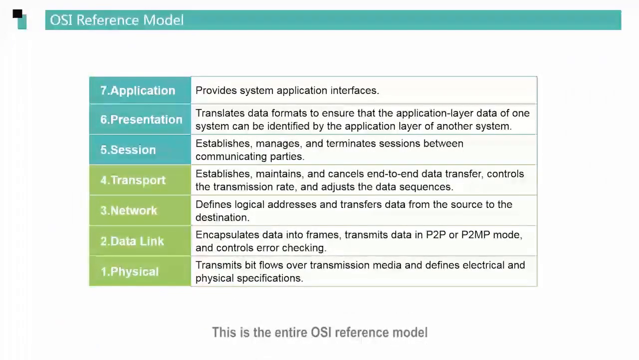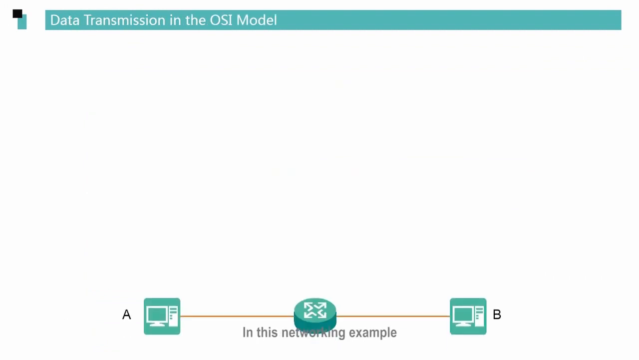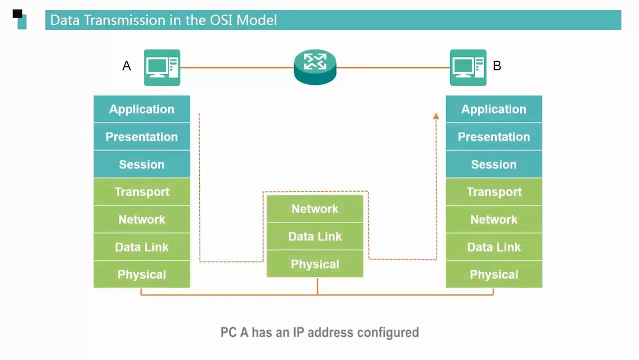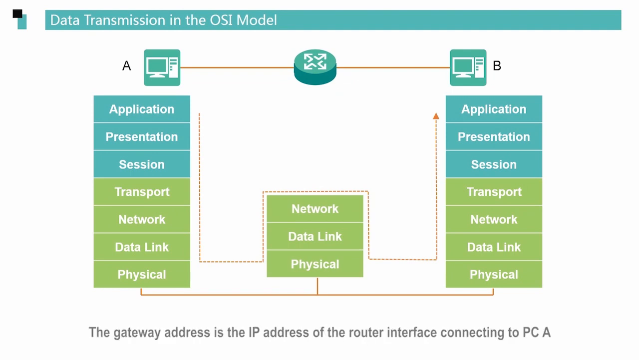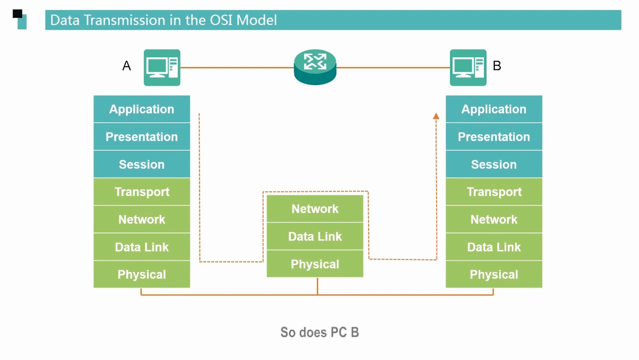This is the entire OSI reference model. In this networking example, PCA has an IP address configured. The gateway address is the IP address of the router interface connecting to PCA. So does PCB. How do A and B communicate? Let's suppose that B is the server and provides web services. A acts as a client to access B. This is A and B's HTTP data interaction process.